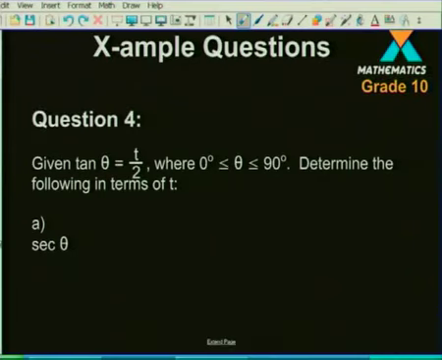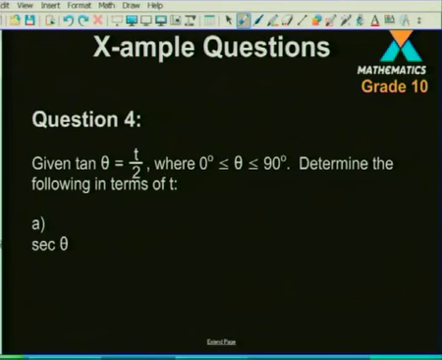Now, teachers are always debating how can they make sure that when they give you a question you can't use your calculator. Well, this is an example of where we can make sure you do not use your calculator, because what we do is we use variables instead of numbers in the question, and that makes it a little bit more exciting. So right, it says given that tan theta equals t over 2, where theta lies from 0 to 90, find the following in terms of t.